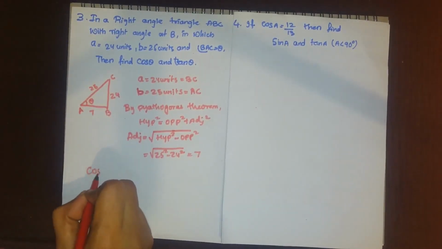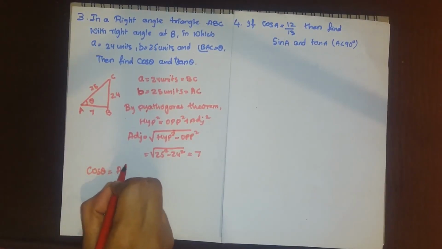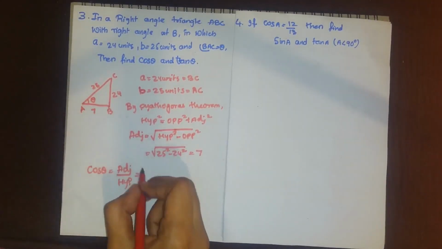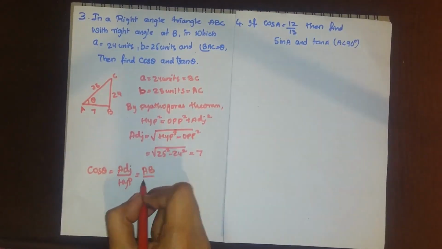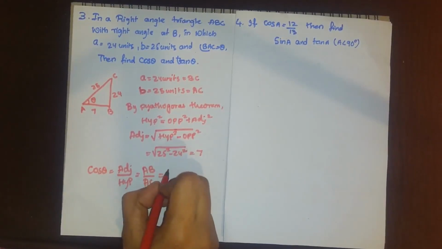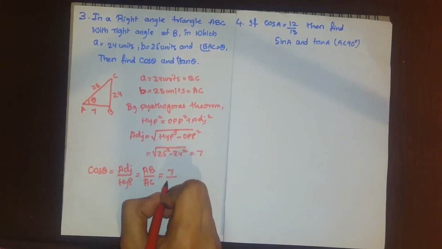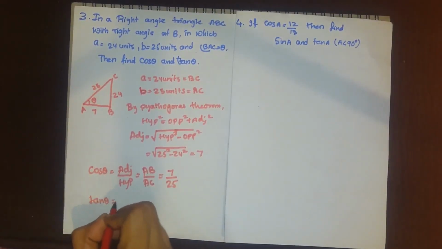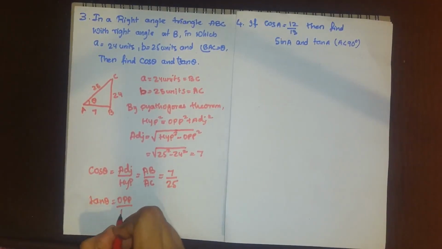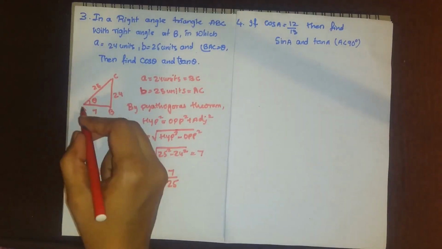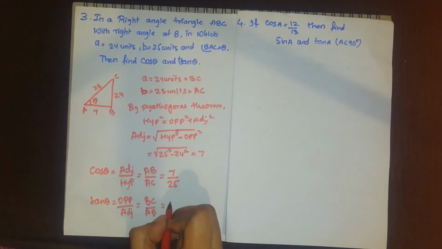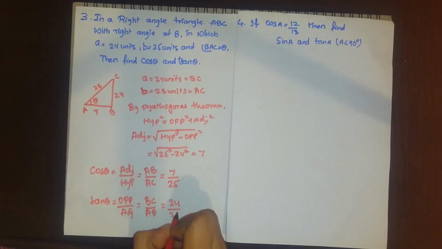Now what is cos theta? Adjacent by hypotenuse. Adjacent to angle A is AB, hypotenuse is AC, which is equal to AB is 7 and AC is 25 here. Now tan theta is opposite by adjacent. What is opposite to angle A? BC, divided by adjacent, AB. BC length is 24 and AB is 7.